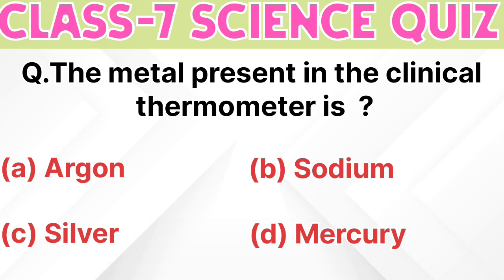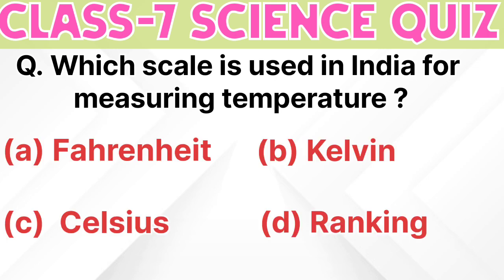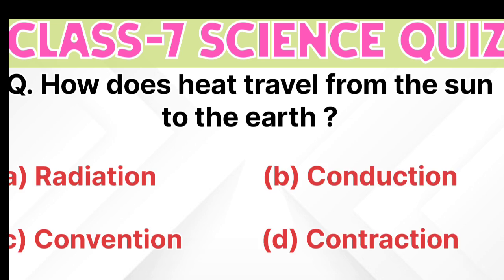Now the next question is, which scale is used in India for measuring temperature? Fahrenheit, Kelvin, Celsius, Rankine. The correct answer is C, Celsius. Now the next is, how does heat travel from the sun to the earth? Radiation, conduction, convection, contraction. The correct answer is E, radiation.